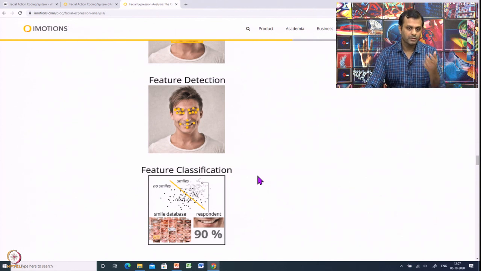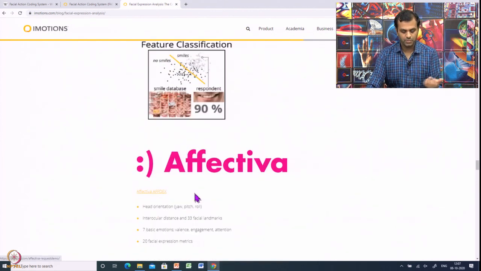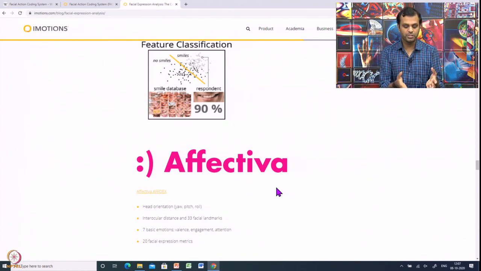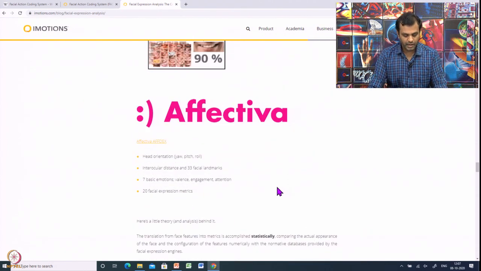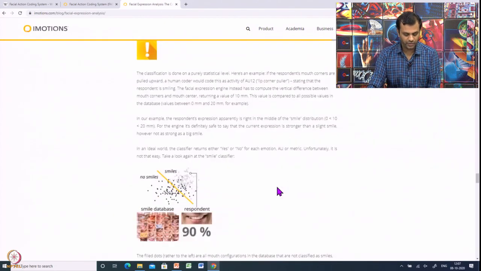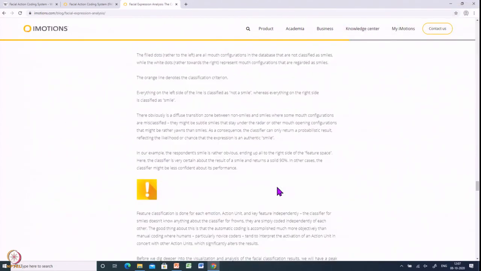Once you classify it, identifying the AUs was done by a company called Affectiva. iMotions is actually a company which integrates products from different companies. This particular model we are talking about is by a company called Affectiva. After you collect these facial expressions, after you have these action units, again give those to a new classifier. That classifier will help you to detect the emotions. That is the whole idea of how to use it.